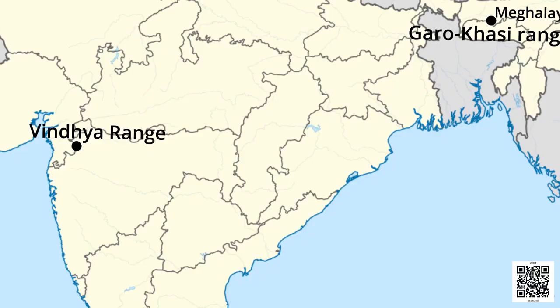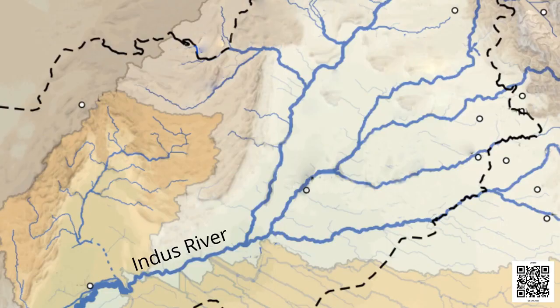From the hills, let's move to the rivers. Let's start with the Indus River. It's also called the Sindhu. This is one of the longest rivers in Asia. It flows through China, Western Tibet, India, Ladakh and Pakistan.